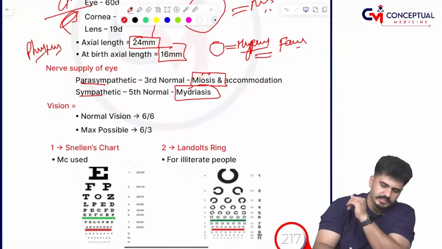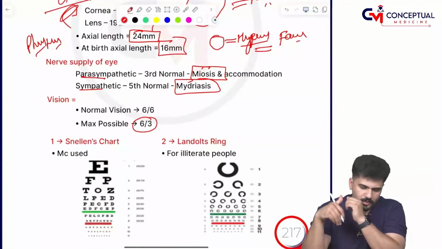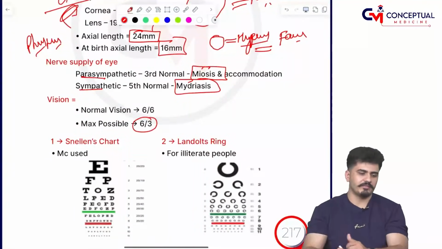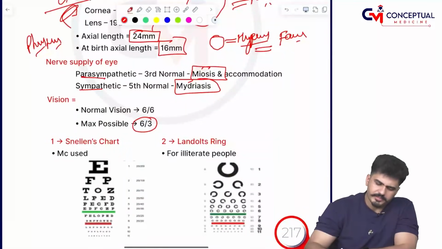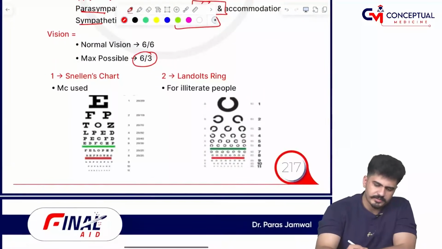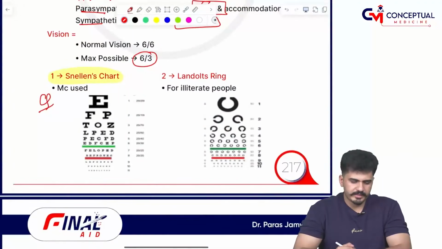The normal vision is 6/6, the maximum possible is 6/3, and we will talk about how to test the vision, my dear friends. The next question is how to test the vision. Sir, for testing vision, number one is Snellen's chart. This is the most commonly used chart.